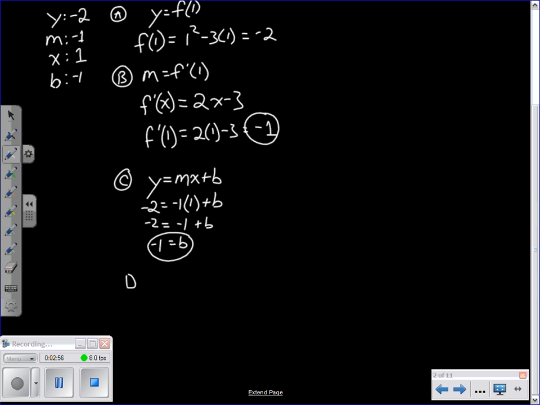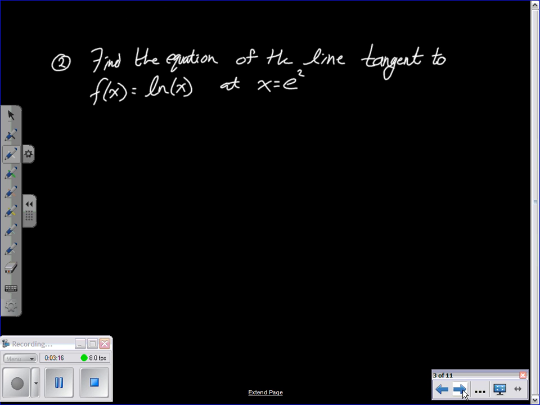The last thing then is to put it all together. The equation of this tangent line is y equals my slope, which is negative 1, times x plus b, in this case negative 1. So the line y equals negative x minus 1 is the equation of my tangent line for the function that I was given. The next example here, we're going to use standard form.